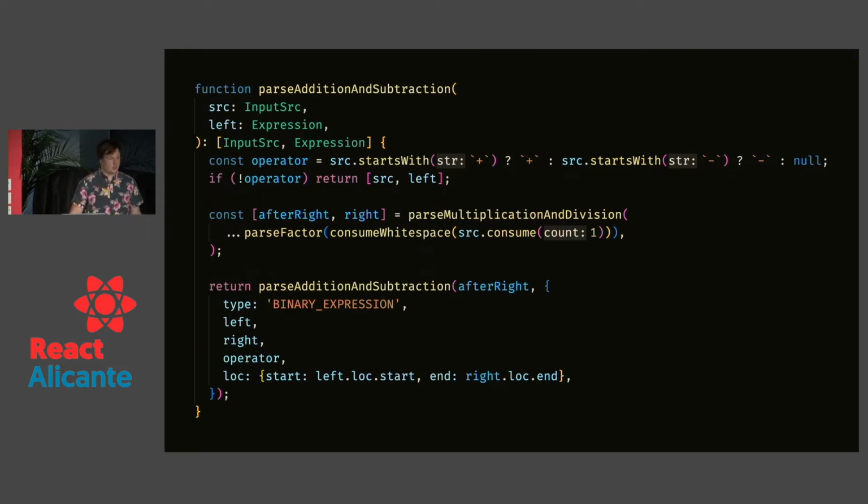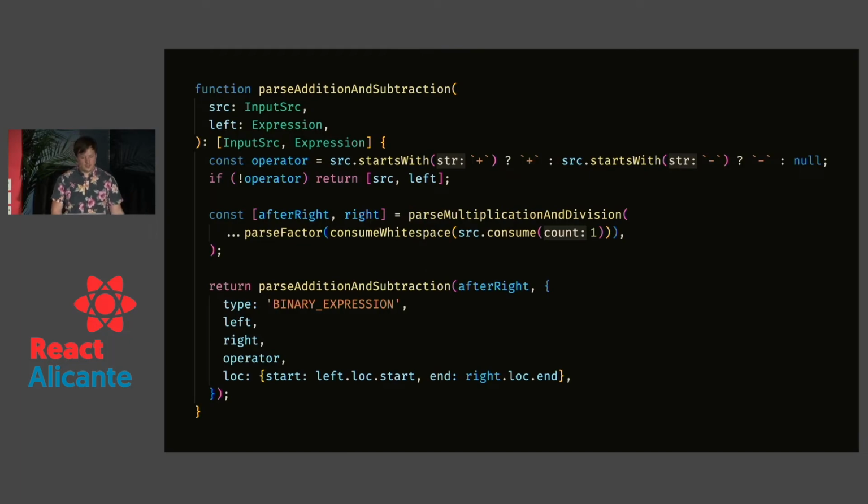If we did find an operator, we now need to parse the right-hand side, and the right-hand side of an addition or subtraction might actually be multiplication or division. So first of all, we'll parse the factor, like the thing that comes after a plus sign or a minus sign is always going to be an integer or a parenthesized expression. So we parse that factor, and we take the resulting source after that factor along with that factor, and we give it to parse multiplication or division, and it checks to see if the thing that came after that plus or minus sign was actually a multiplication or a division.